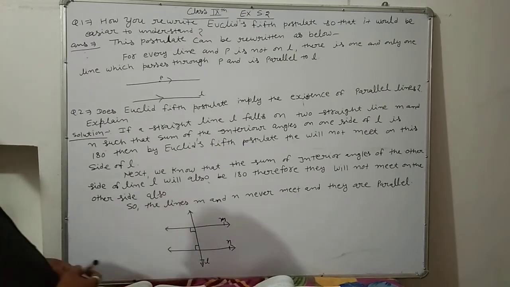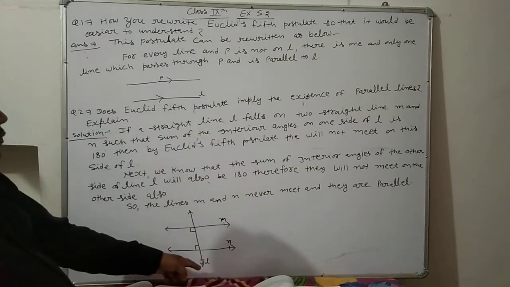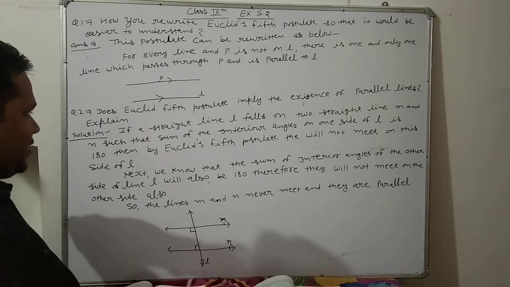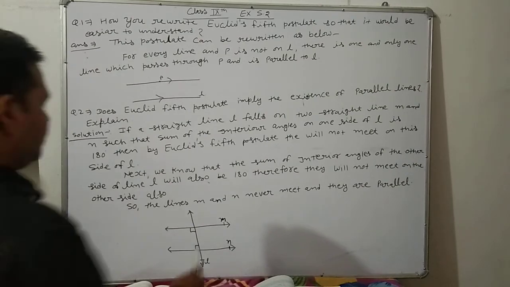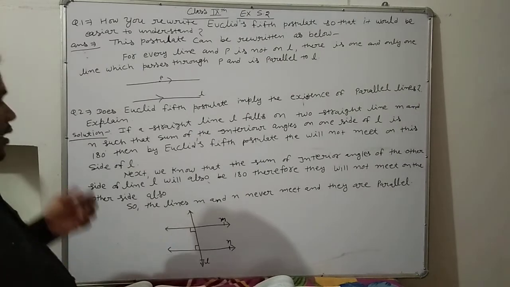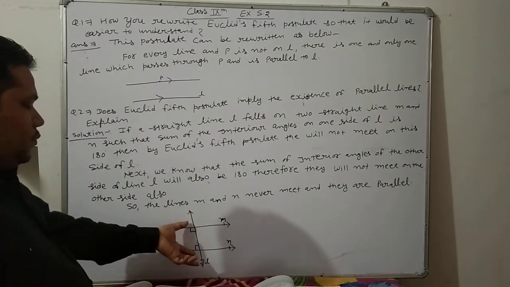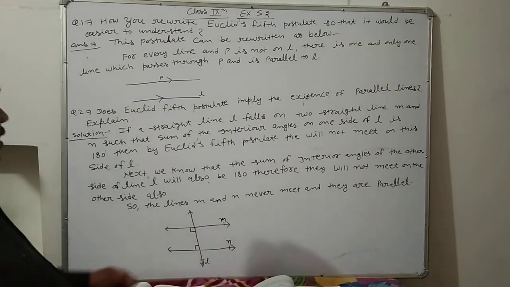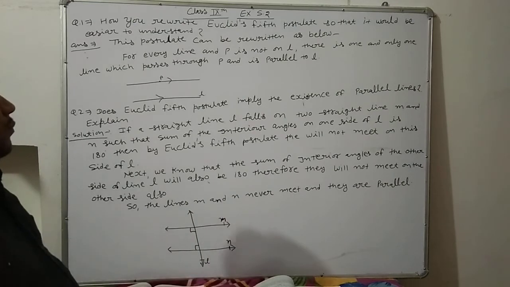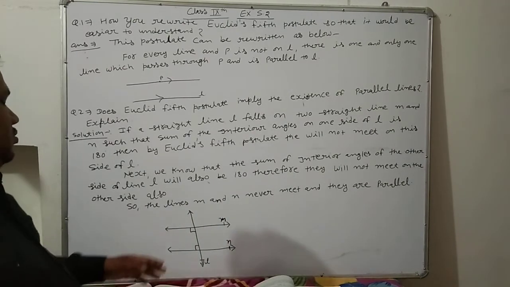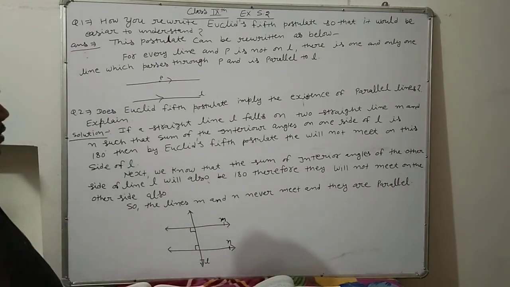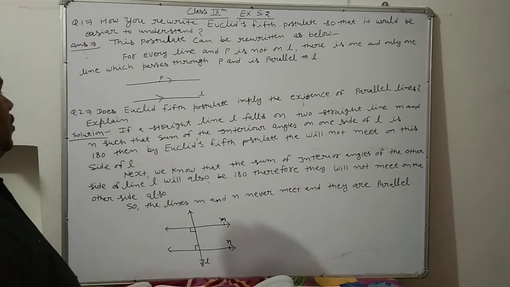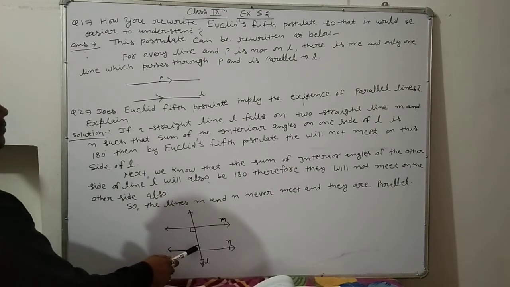So if straight line L falls on two straight lines M and N such that the sum of two interior angles on one side of L, ये लेफ्ट साइड में, एल के लेफ्ट साइड में, ओके. ये इंटीरियर क्यों है क्योंकि ये मिडिल में है, ये किसके इंटीरियर पोर्शन में है, पैरेलल लाइन के, ये एम एंड एन के इंटीरियर पोर्शन में है. ओके, तो सो दीज आर इंटीरियर एंगल्स ऑफ सेम साइड ऑफ ट्रांसवर्सल लाइन. It is transversal line we can say.